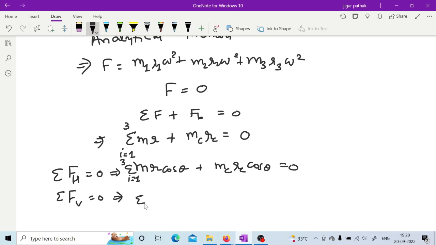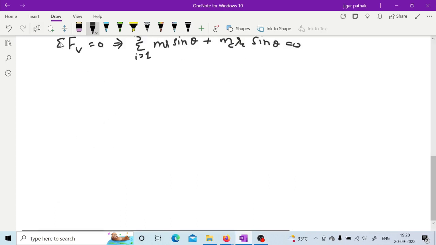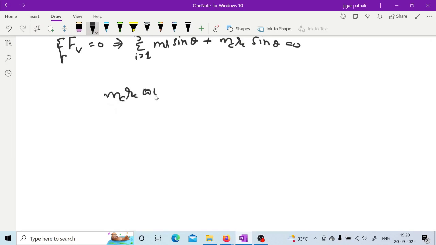Now here for the vertical direction, sigma i equals 1 to 3 of m r sin theta plus m_c r_c sin theta must be equal to 0, right? So what happens is, here you will get the value of m_c r_c cos theta. It will be minus m r cos theta.